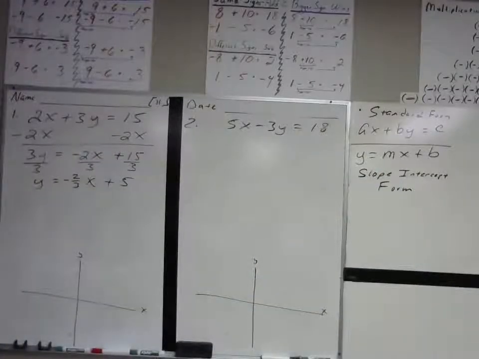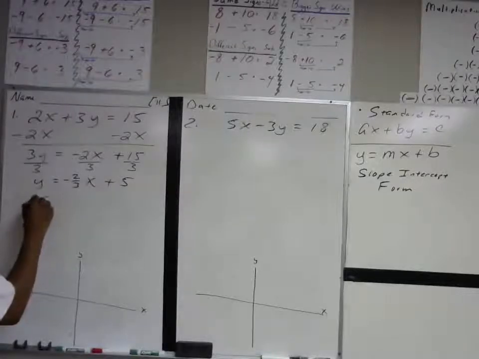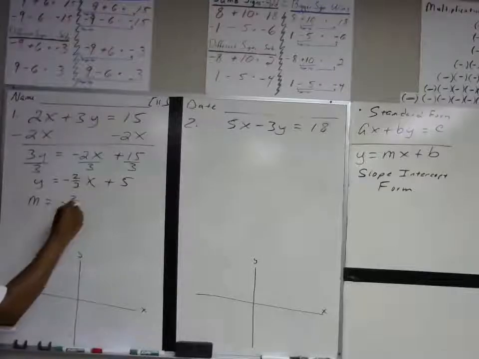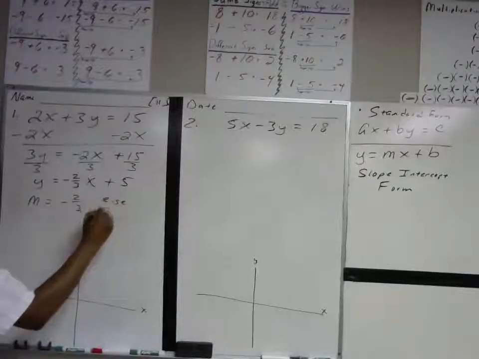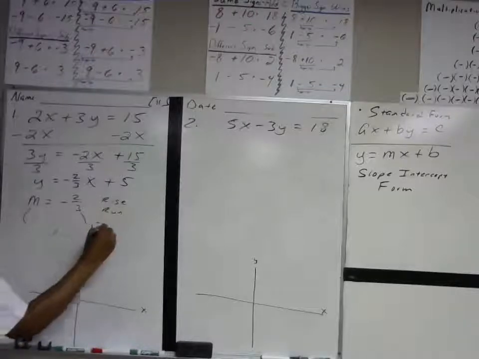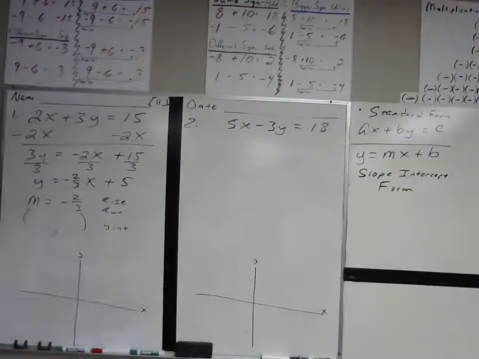Okay. First process of graphing is, what is the slope? Class, what is the slope? Oh, negative 2 over 3. Exactly. This is your rise and your run. Next, we're going to find our y-intercept. That'll give us our starting point.